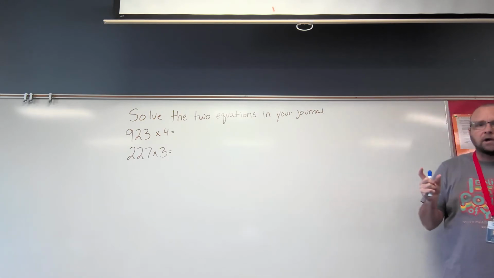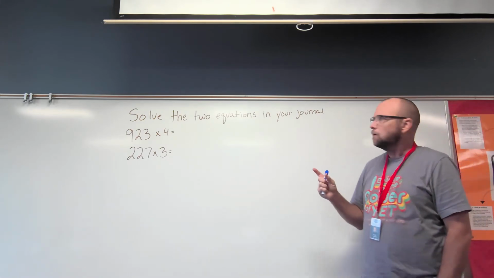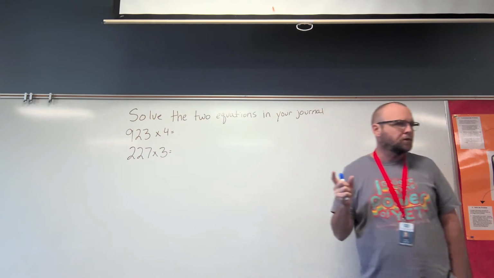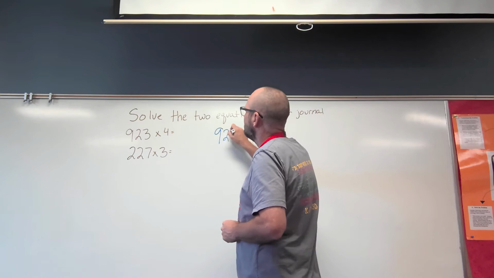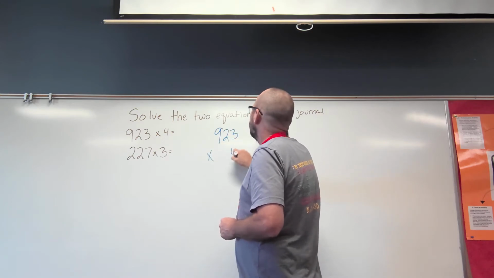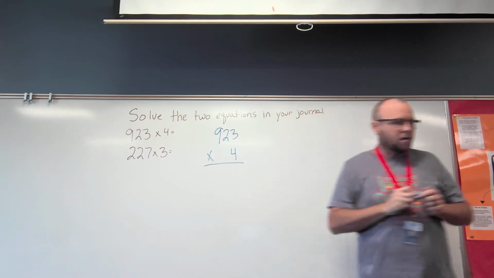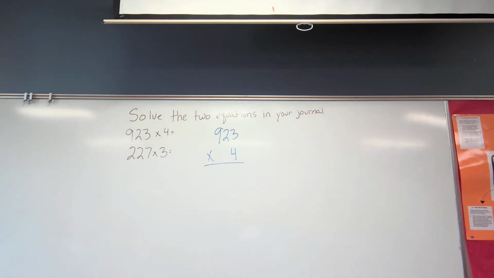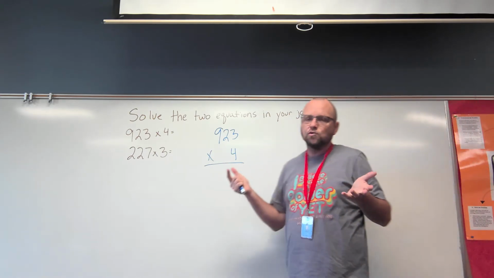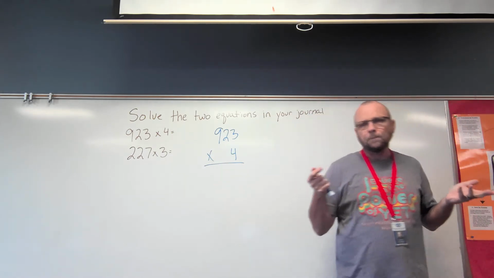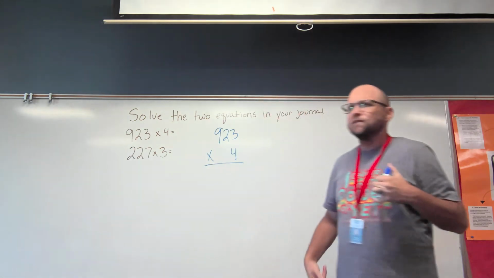So, solving these equations, we're going to first start with an estimate. So let's look at 923 times 4. Now when I'm estimating, I don't have to change both factors. In fact, it's easier in this problem if I just change one of the factors. And again, we want to make the problem easy enough to solve, mostly be able to do it in our head.